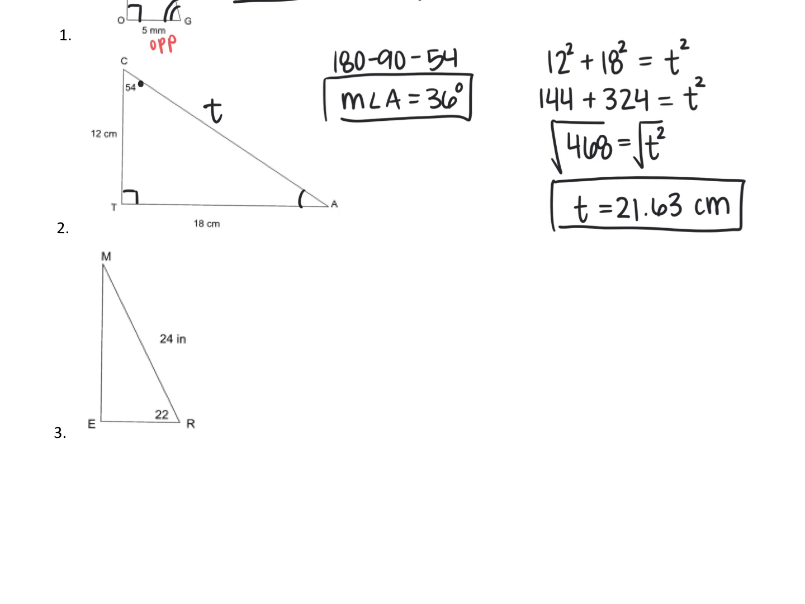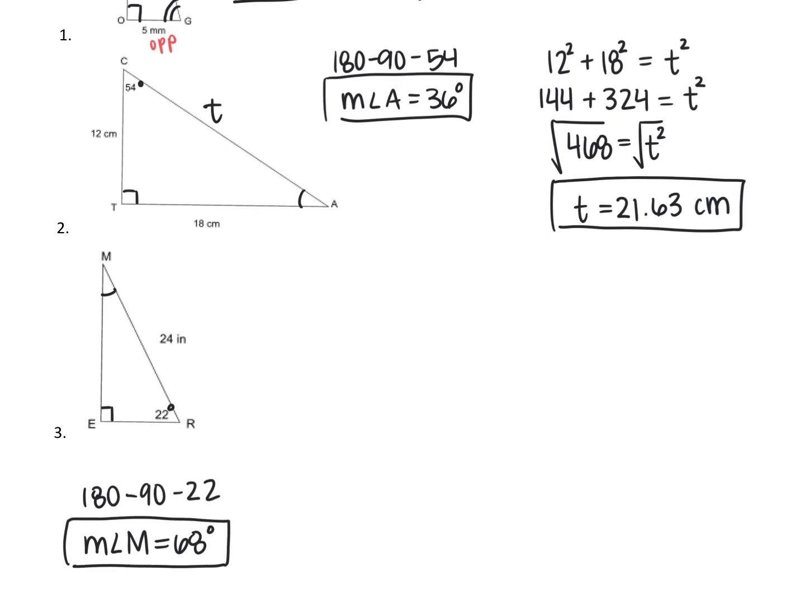In our last example, we have triangle MER. We have our right angle at E, and then we know the measure of angle R is 22 degrees. Similar to the last example, the first thing I'm going to solve for is my missing angle M. I'm just going to do 180 minus 90 minus 22. And we're going to get the measure of angle M is 68 degrees.